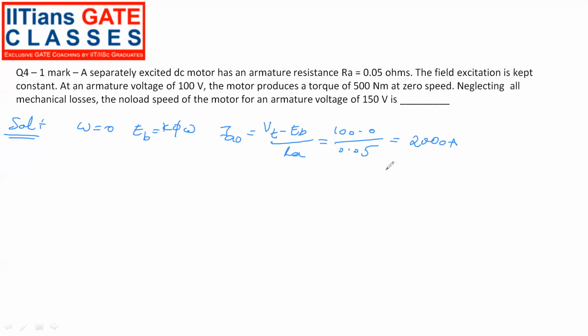Now they have also given us torque equal to 500 Newton meter. We know that the expression for torque is K phi Ia. So from this expression we can write K phi equal to 500 by 2000, so it will give us 1 by 4.